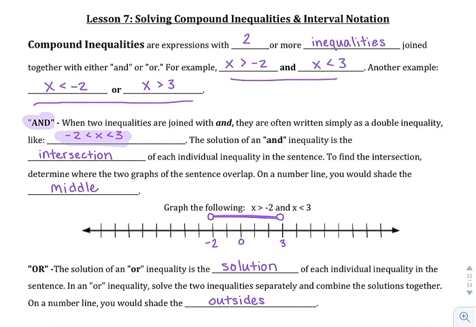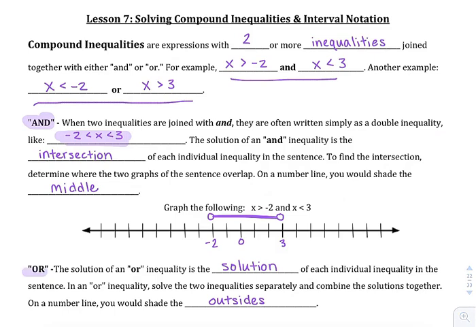To find the intersection, determine where you would shade both graphs of the compound inequality, and then on the number line, it's really just the middle. So x is greater than -2 and x is less than 3, on the number line, it would really be to the left of 3 and to the right of -2, but it's really just that middle section. That's the solution to both, so that's what we want to include. So "and" is the middle, or the intersection, or the inside.